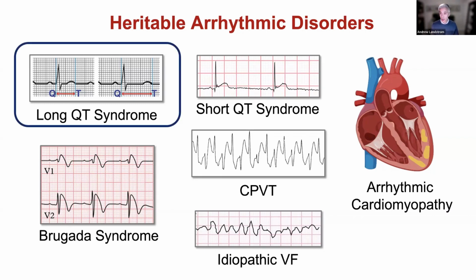So first, let's talk about long QT syndrome, which many of you may have or may have heard of, which is basically defined by a long QT interval on an ECG. And that just measures the amount of time it takes for a heart to reset electrically after it beats. If you have a long QT, it means your heart takes a little bit longer, a few milliseconds, sometimes longer, to reset than normal. And that can make the heart a little bit unstable electrically.